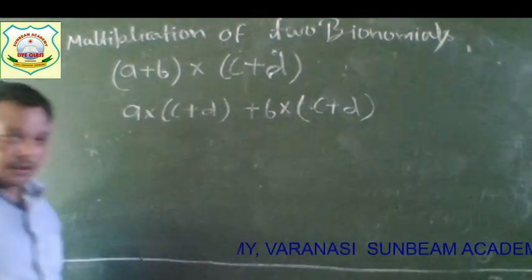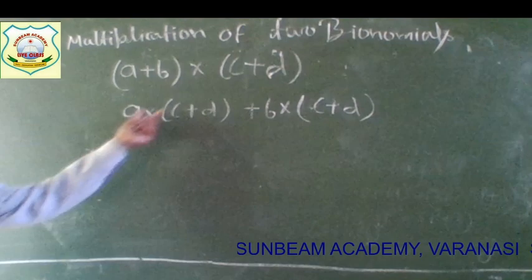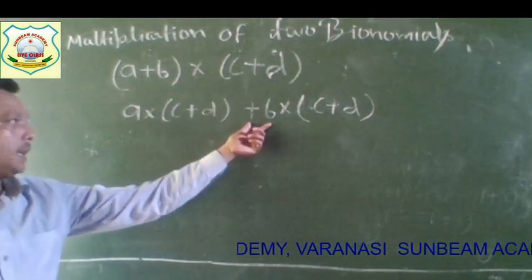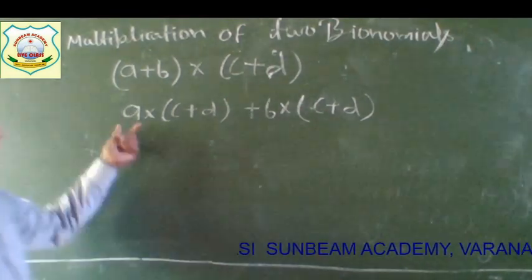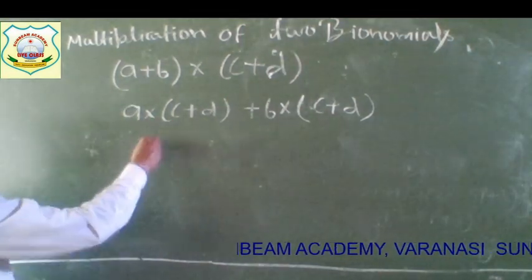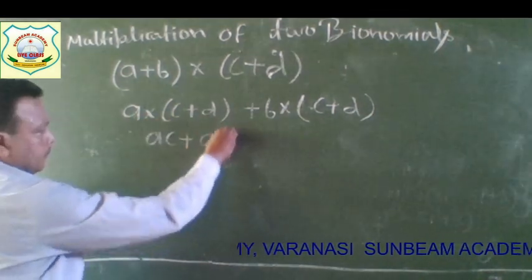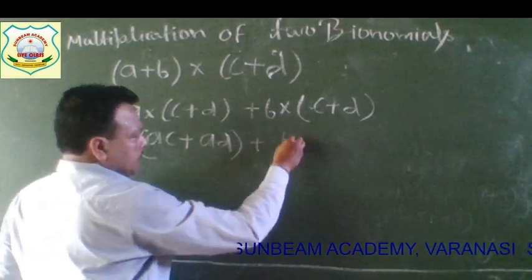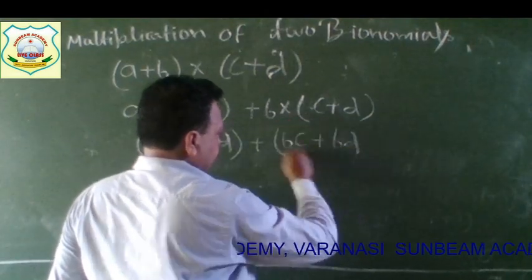Again students, see everyone, very important: a multiplies the whole of c plus d, plus b multiplies c plus d. Clear students? A into c, what answer will come? AC, plus a into d, then AD, plus b into c, then BC, plus b into d, that is BD.